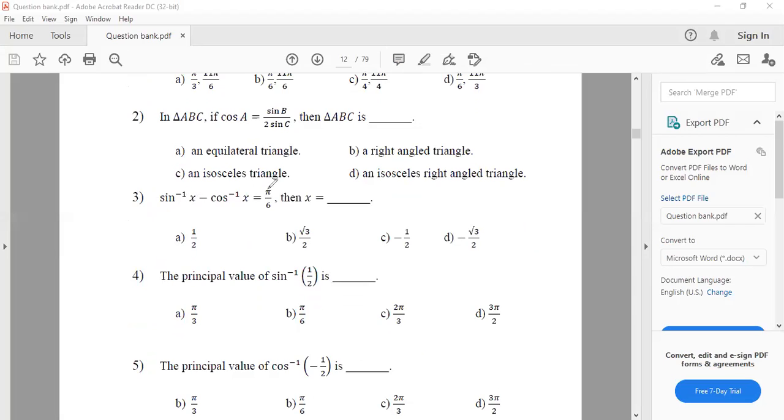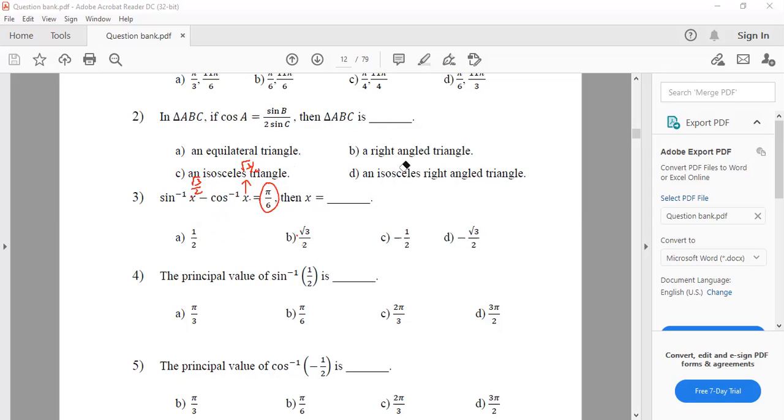Sine inverse x minus cos inverse x is pi by 6. How much is x? Add and subtract cos inverse x. One method: you write cos inverse x as pi by 2 minus sine inverse x. Second method: 30 degrees is 60 minus 30. This is 60, and sine is root 3 by 2. So the answer is root 3 by 2. Means you can substitute and check.